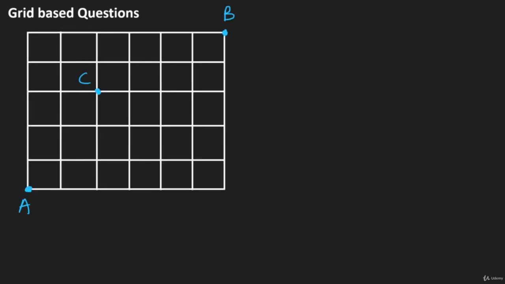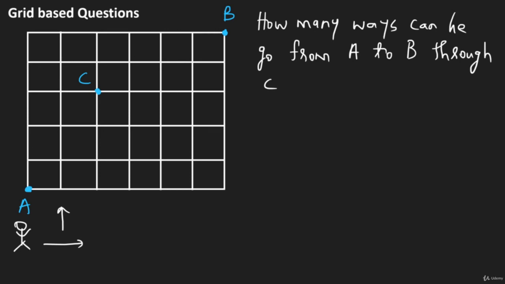Let's do this question. There is a person at point A and he can only move to the right and to the top, and you have point A over here, point B over here, and point C over here. The question is, in how many ways can he go from A to B through C? Pause the video, give it a try, and then let's do it together. Alright, we are back. I hope you have given it a try.